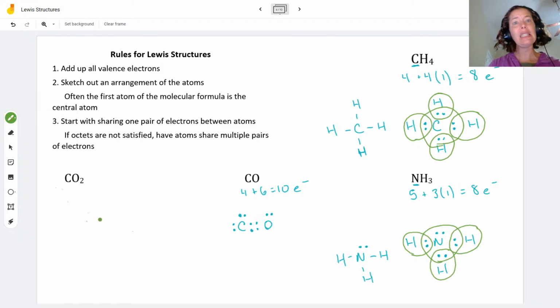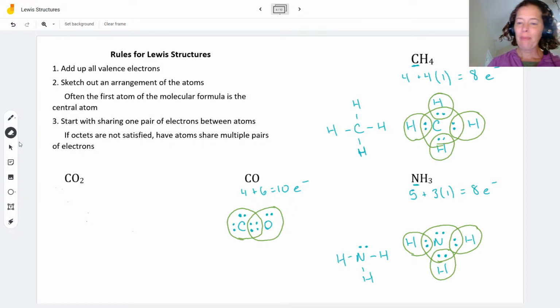Okay, let's check octets. Carbon still has 8 electrons. That's fine. Oxygen's octet is not satisfied, but it's better, right? So instead of having 4 electrons, it now has 6. So we've made progress towards satisfying oxygen's octet. So instead of sharing just 4 electrons, let's make them share more. Let's share 6 electrons.